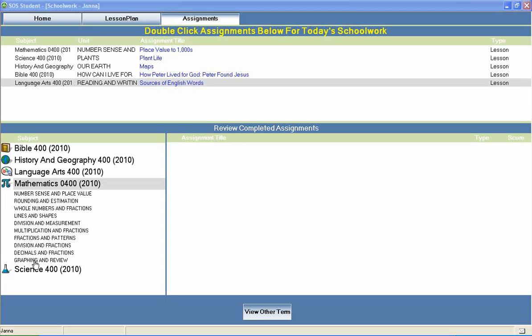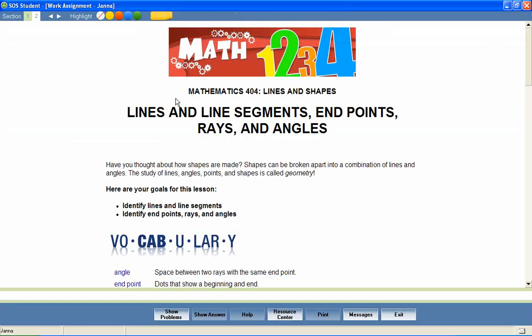Now let's take a look at a 4th grade math lesson to see how concepts like these are covered. In a unit entitled Lines and Shapes, let's take a look at a lesson called Lines and Line Segments, Endpoints, Rays, and Angles.